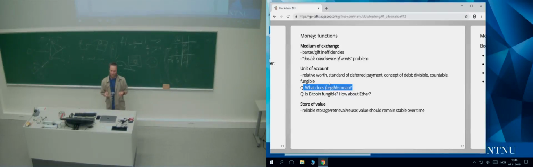Non-fungible means that there is some difference between one item and the other item, or one coin and another coin. So, for example, if I have a banknote of 100 krona, and you have one as well, we can just swap it and it will make no difference, right? Does it matter which exact banknote you have, or it doesn't? Is Norwegian krona fungible? It doesn't matter, right? So in normal circumstances, it doesn't matter. When does it matter?